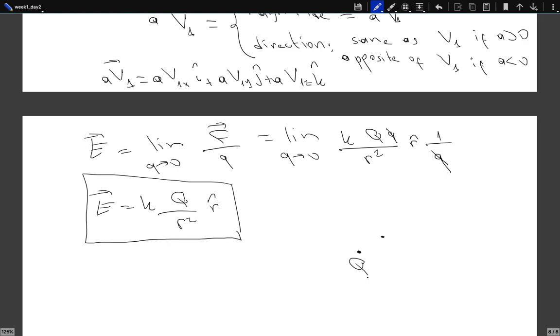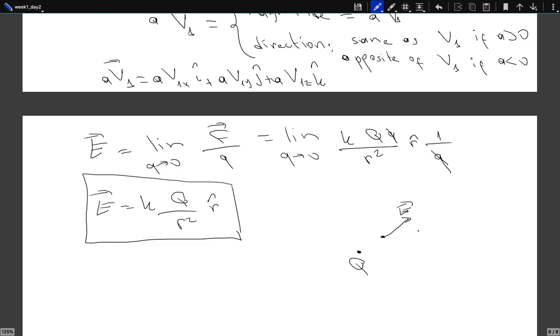And this r vector, the unit vector, if q is positive, is pointing from the charge to my point P. It will be in that direction at this point. If q is negative, it will be just in the opposite direction. So just for the purpose of the sketch, I will assume that q is positive. So at this point, the electric field will have this magnitude and this direction.